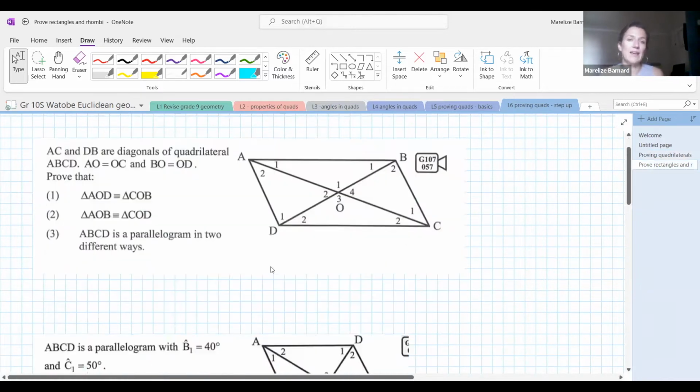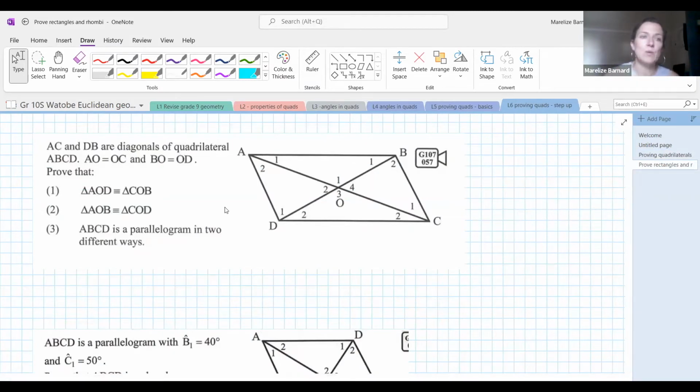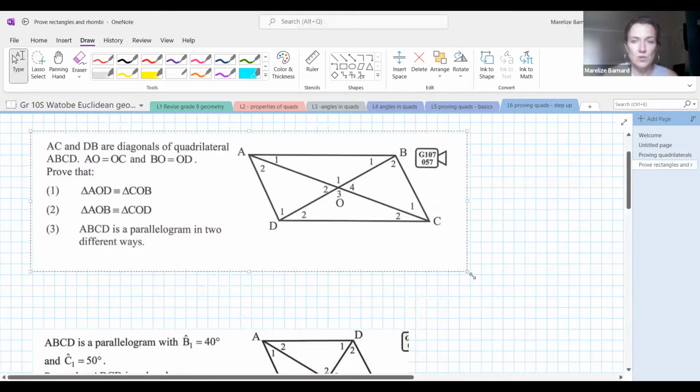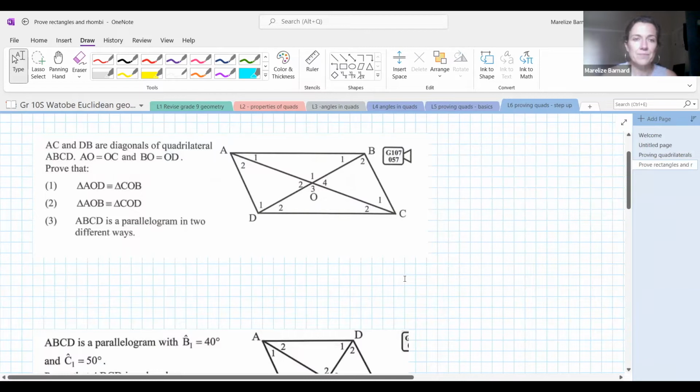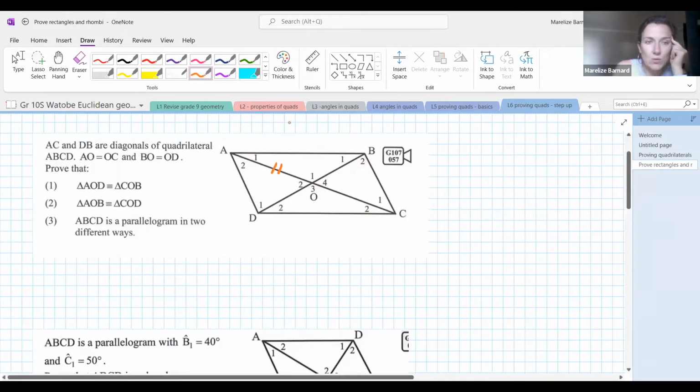Okay, we're going to carry on today, proving, and we're going to see how far we get. And we're going to start here tonight with this first question. Okay, so it says here, AC and DB are diagonals of quadrilateral ABCD. So OA is equal to OC. So straight off, I'm going to start by filling in the things that are given. AO is equal to OC, and BO is equal to OD.